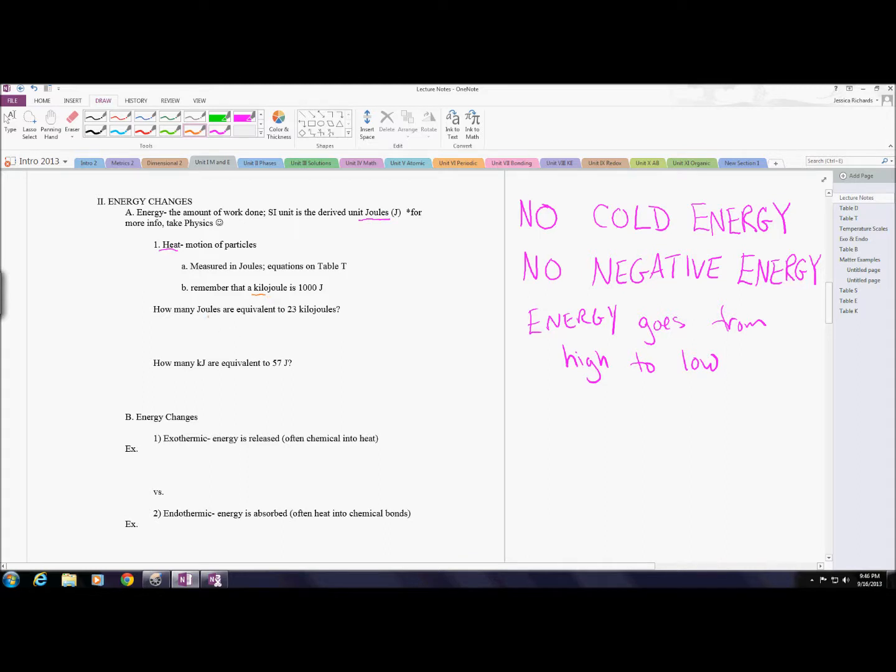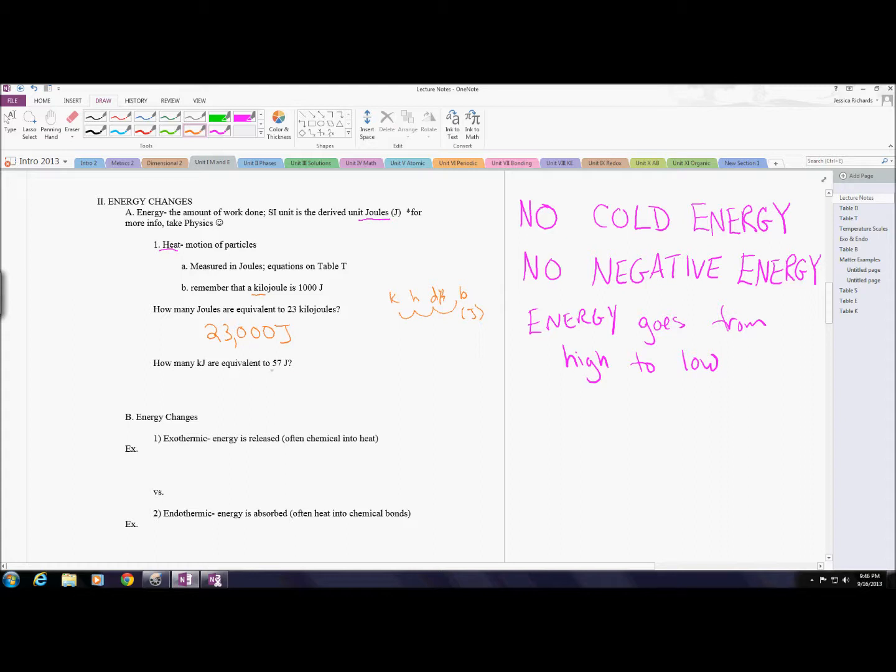So if you want to know how many joules are equivalent to 23 kilojoules, remember king, hectares, duck, bits. If joule is one of your base units over here, from kilojoules to joules, that's going to be 1, 2, 3 places to the right. So 1, 2, 3 places to the right, it's 23,000 joules.